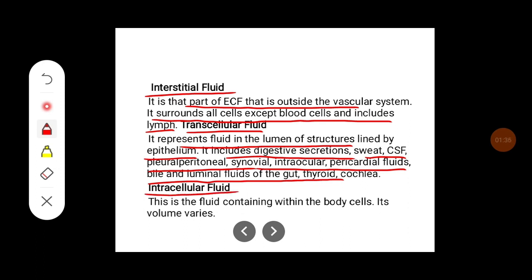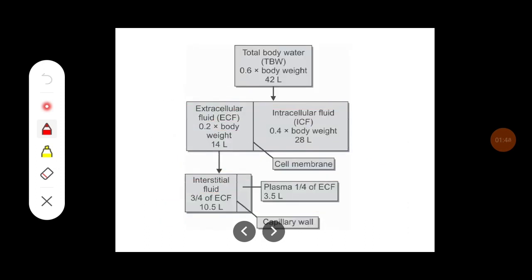Intracellular fluid. This is the fluid contained within the body cells. Its volume varies. If you see the total body water, 60% of the total weight is made up of body water. And total body water can be, as we discussed, extracellular or intracellular fluid. Intracellular fluid is almost 40% of the total body weight, whereas extracellular fluid is 20% of the total body weight.